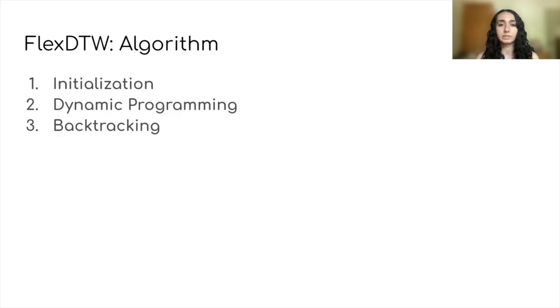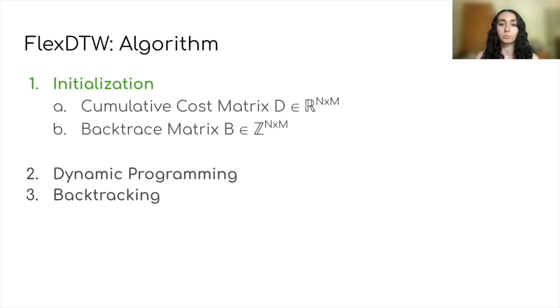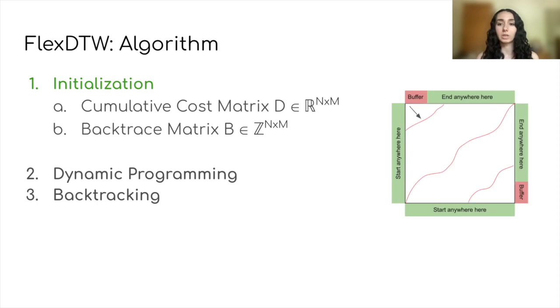FlexDTW, similar to DTW, starts by initializing a cumulative cost matrix and a backtrace matrix. However, in our version, the possible paths vary in length. So we cannot just calculate path cost by accumulating costs at each step the way regular DTW does, because then a short path like this one, even if it's the wrong one, could be assigned a low cost. So we normalize the path cost by the path length to get an average path cost for each path.